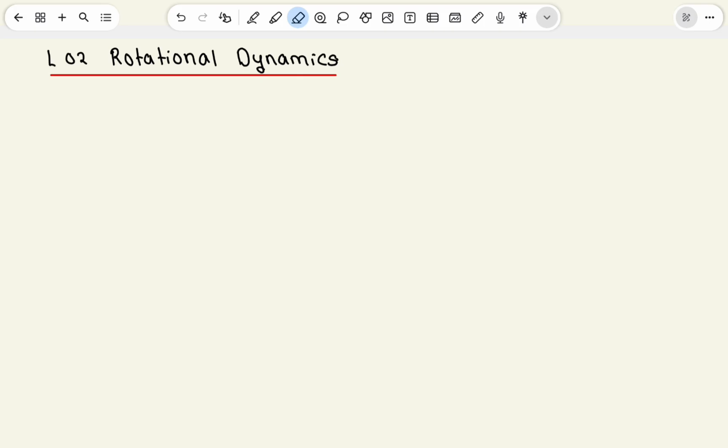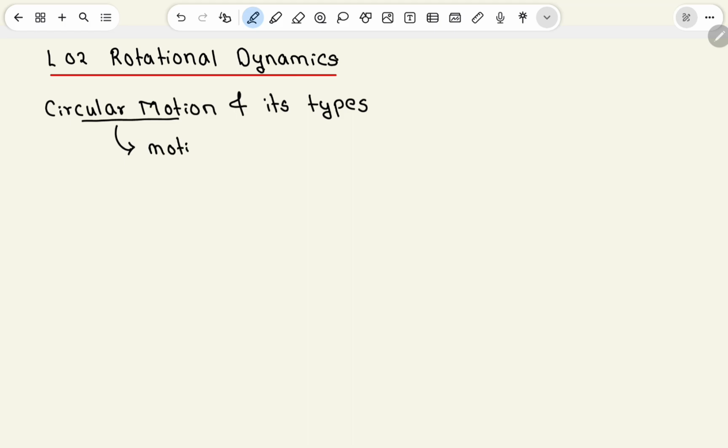The first topic that we are going to discuss today is circular motion and its types. So we know that circular motion is nothing but motion of a particle on a circular path.